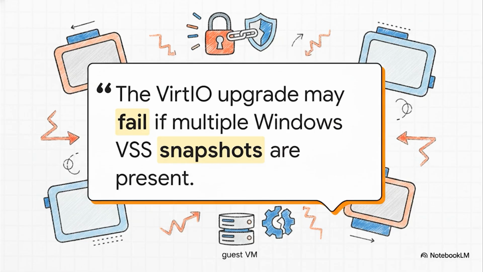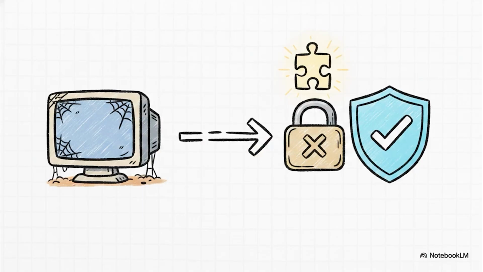So, if an exam scenario mentions a failing VirtIO upgrade and casually drops a hint about backup software or snapshots, you now know exactly what the culprit is. Here's a highly testable piece of legacy operating system trivia for you. If you're dealing with very old environments, specifically Windows 7 or Windows Server 2008 R2, you cannot just inject the VirtIO drivers out of the box.